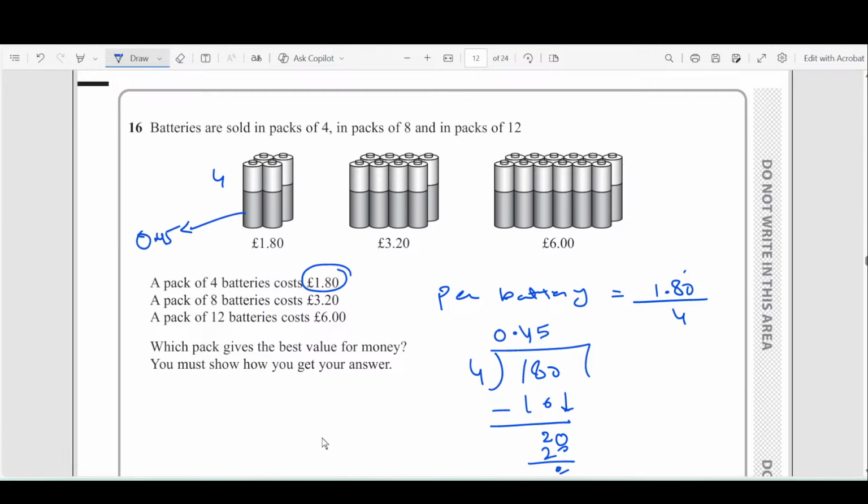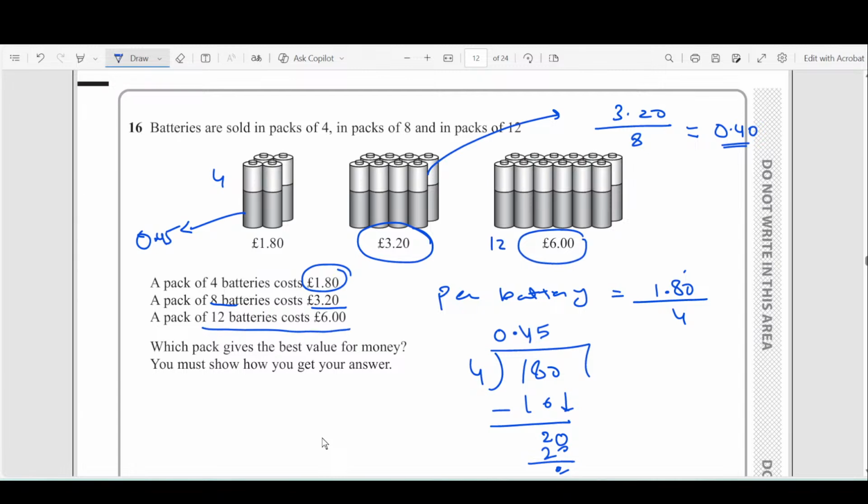Again, for the second one, this is the cost of 8 batteries. So to find the cost of one battery, you would do 3.20 divided by 8, because this is the cost of 8 batteries, right? If we divide it the same way we did here, we get 0.40 per battery. This is the cost of 12 batteries, as you can see here. To find the cost per battery, divide 6 by 12, which is one half, which is 0.5, right?